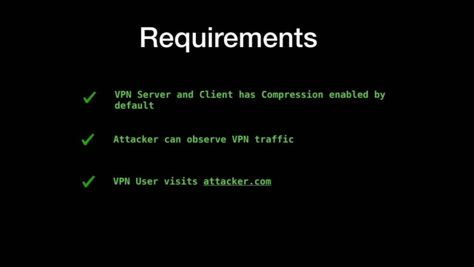So let's talk about the requirements here. As an attacker, you want your VPN server and client to use compression, and if it's enabled by default, that's great. As in a regular MITM attack, you want to observe the length as well, which is possible. And like the BEAST and CRIME style attacks, you want the victim to visit your attacker website. In this case, attacker.com injects your malicious JavaScript, which steals the data.